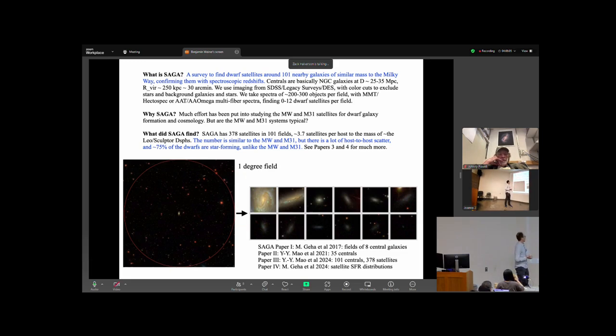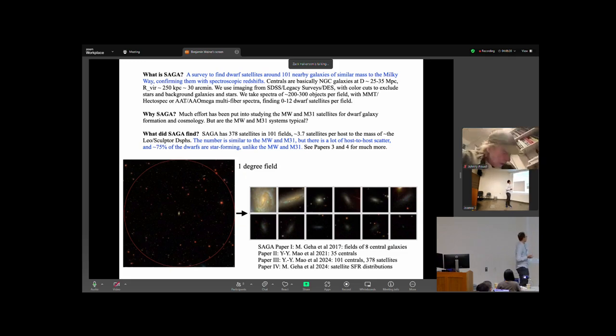What did we find? We have a catalog of 378 satellites in these 101 fields. That's down to a mass of roughly the Leo or Sculptor dwarf spheroidal. So that's a somewhat higher mass than the sensitivity of ELVES, since the galaxies that we're looking at are further away. They're spectroscopically detected dwarfs. So the number is similar to the Milky Way and M31, and things have progressed since 25 years ago. This is not generally considered a missing satellite problem.